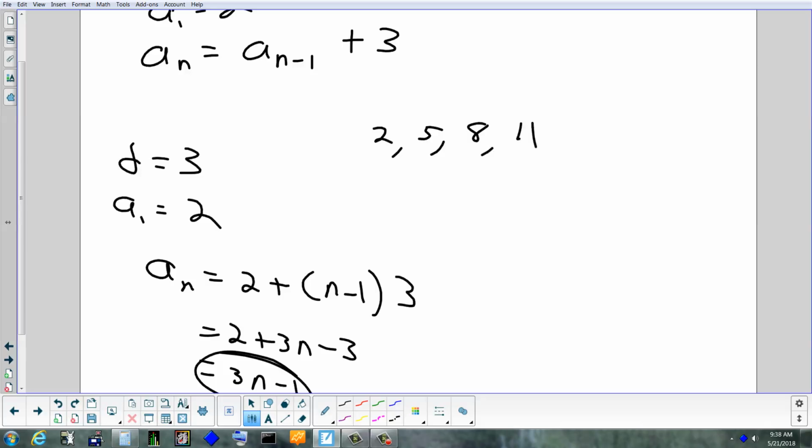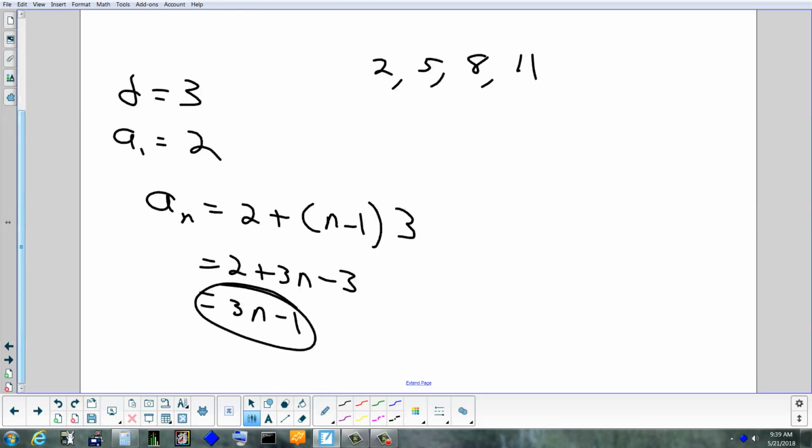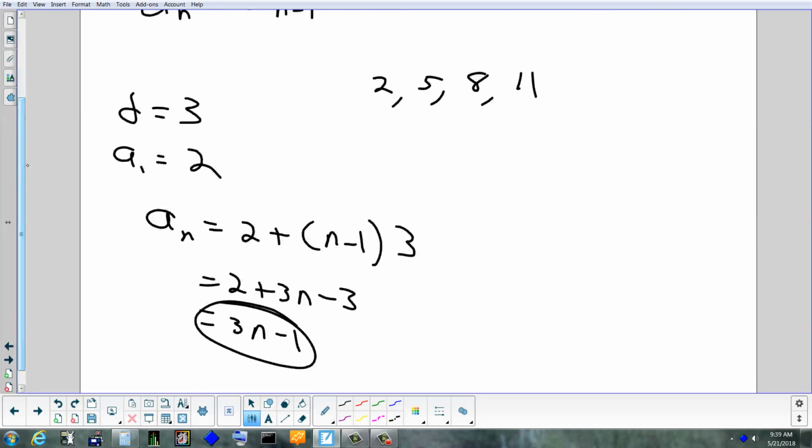Now let's check our formula and see if it works. To get the fourth term, 3 times 4 is 12, minus 1 is 11. Yep. Third term, 3 times 3 is 9, minus 1 is 8. It seems to work fine. So any questions on how to take a recursive arithmetic sequence and convert it to explicit using our formula? So that's for arithmetic.